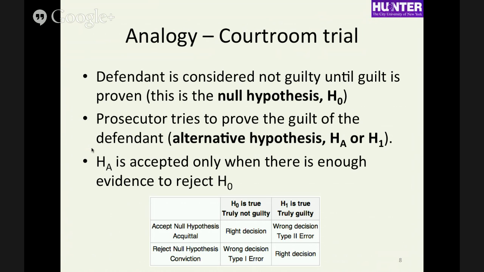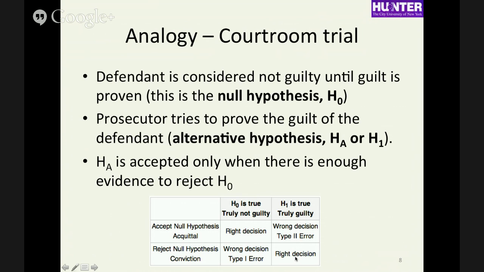And so this little table here is a useful table that you're going to have to know in the context of your studies. So there are two possibilities for the truth. That is, that your null hypothesis H0 is either true or it's not true, and the alternative hypothesis is true. So if H0 is true and we accept that null hypothesis, that is, we acquit a not guilty person, we've made a correct decision. And also, if the defendant is guilty and we convict them, that's also a right decision.